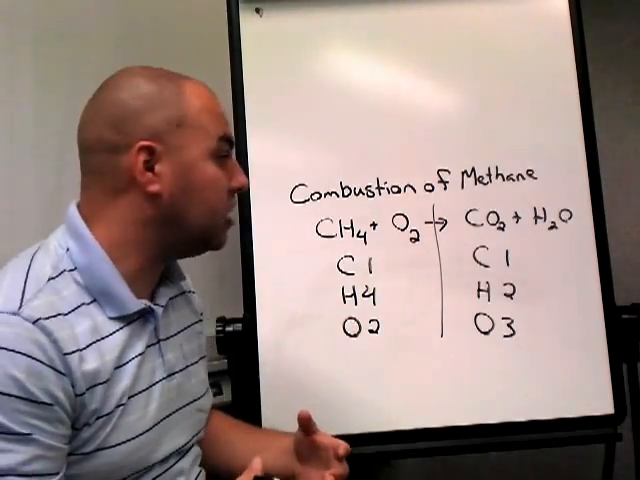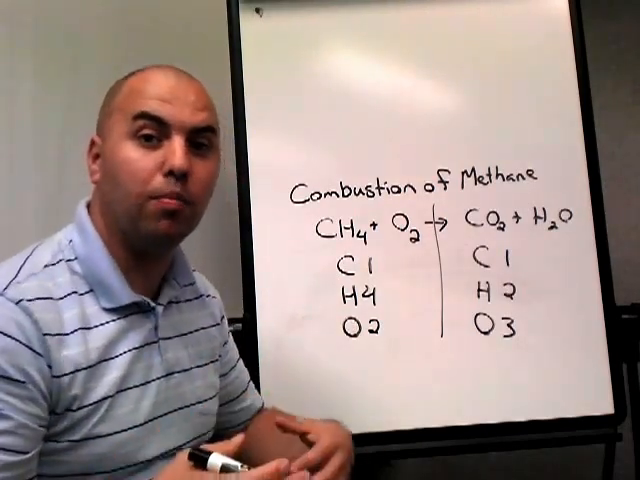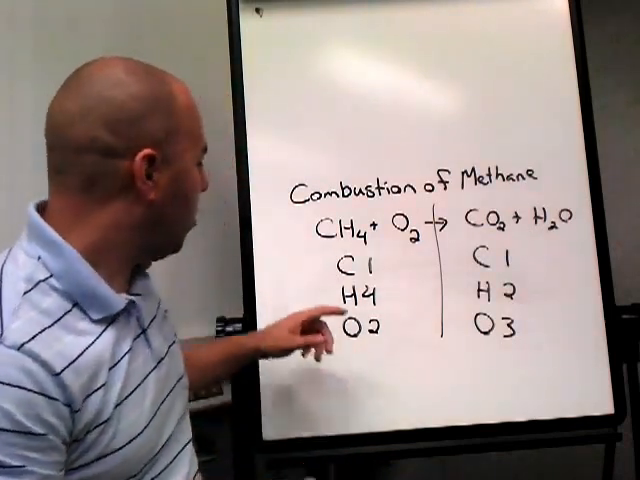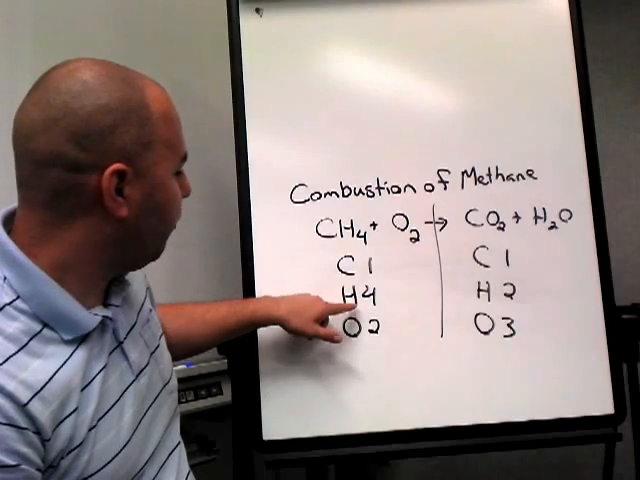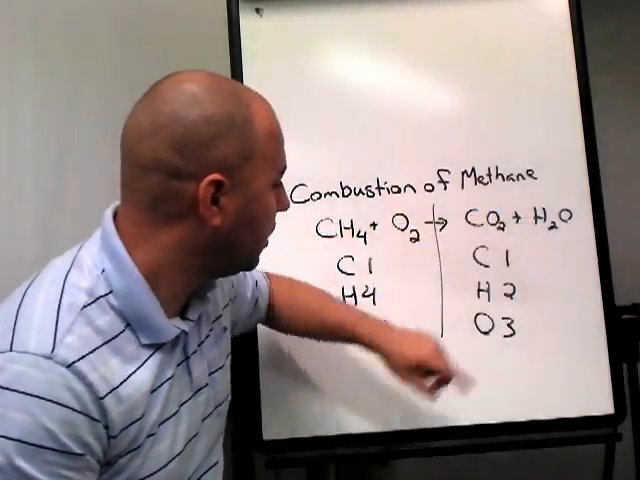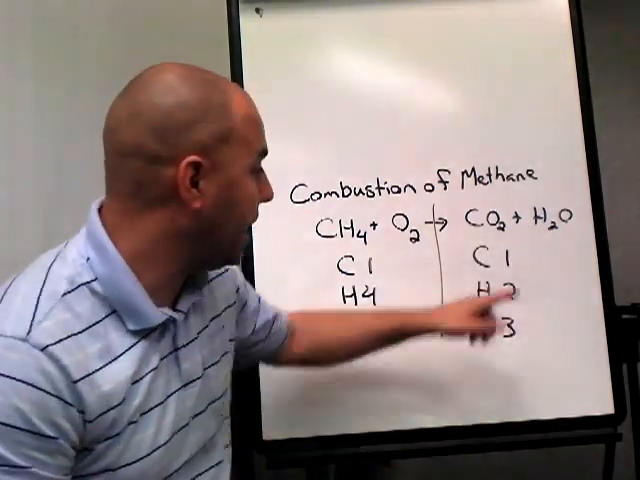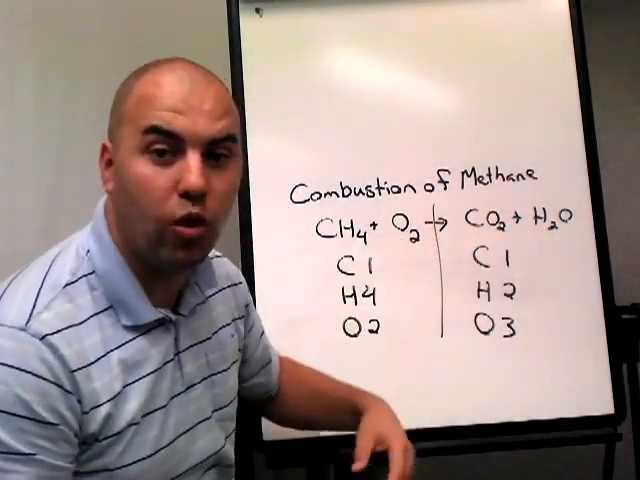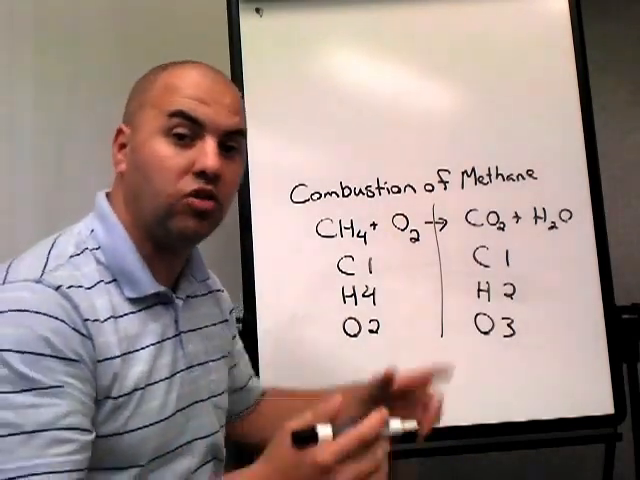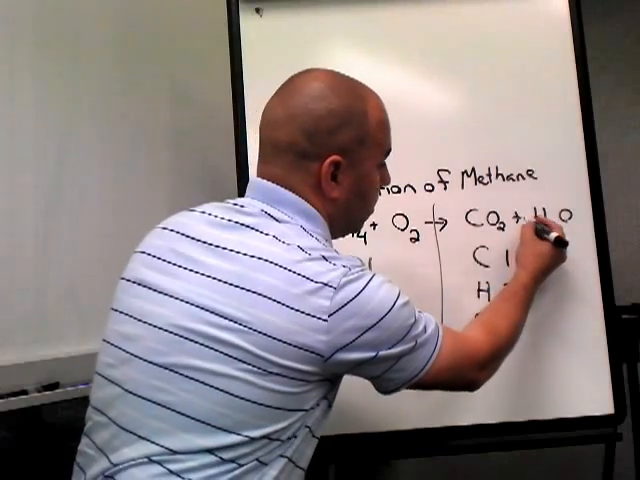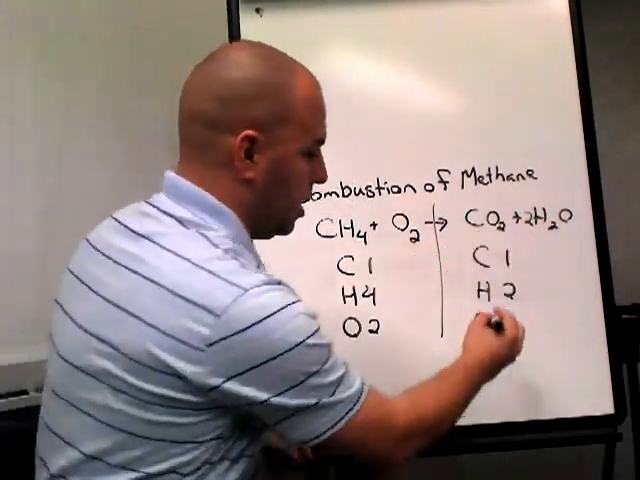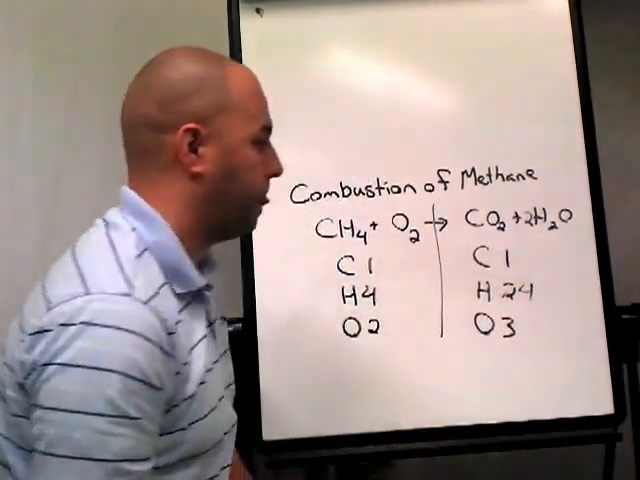So what I need to do is I need to change the coefficients, the numbers that are before the chemical compounds. So here I need to have 4 hydrogens on each side. So I'm going to look over here where I have my hydrogens, and I notice that it has a 2. Well, I can't go and change the 2 to a 4 because that would change the compound. What I have to do is change the coefficient. So here I'm going to put a 2 because 2 times 2 gives me 4.